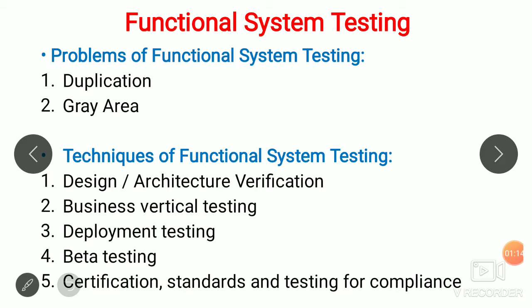There are multiple ways system functional testing is performed. There are also many ways product level test cases are derived for functional testing. Some of the common techniques of functional system testing are design or architecture verification, business vertical testing, deployment testing, beta testing, and the fifth one is certification, standards and testing for compliance. Now we will see one by one in detail.